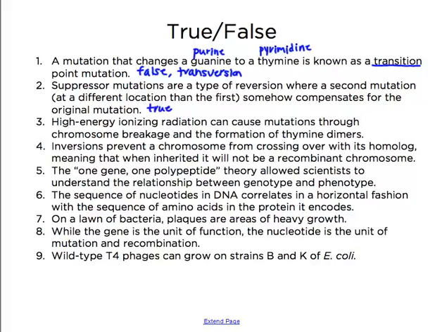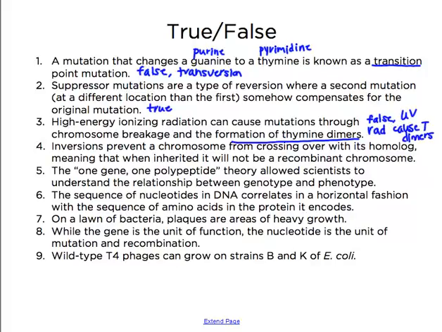Statement 3. High-energy ionizing radiation can cause mutations through chromosome breaking and formation of thymine dimers. So, high-energy ionizing radiation can cause chromosomal breaking, but this formation of thymine dimers actually makes this statement false. And that's because UV radiation is what causes thymine dimers. So, I'll say causes T dimers.